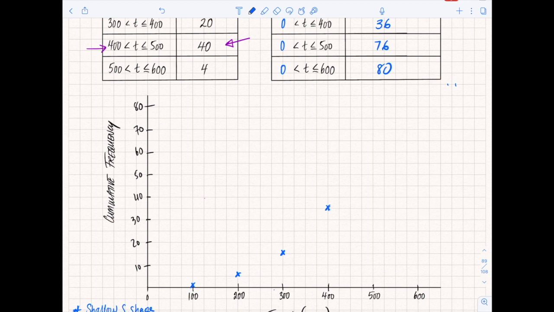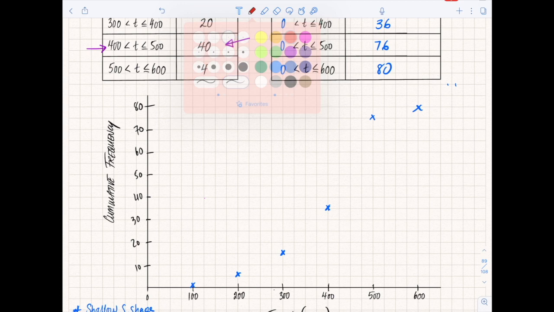And then I'm doing 576. So 576 would be up there. And then the last one, 680. So you can see that it grows quite quickly here and then stabilizes out as you get towards the end.